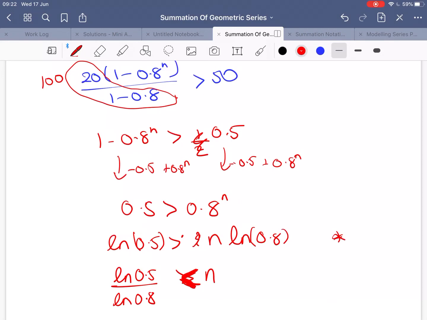I do apologise. So, and then it says find the value of k or n. We've used n, it doesn't matter. So we just say natural logarithm 0.5 divided by the natural logarithm of 0.8 equals, so n has got to be greater than 3.1, so n must be 4.